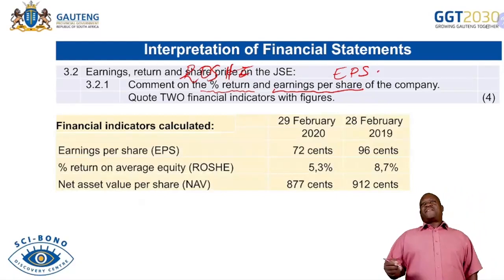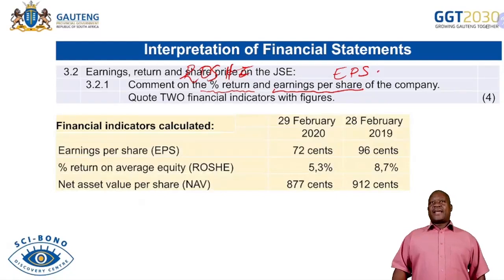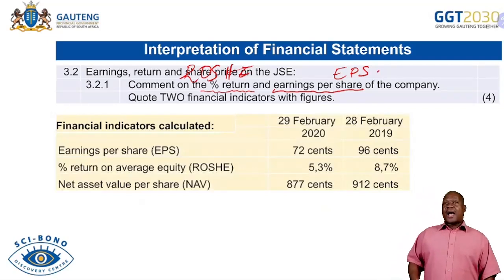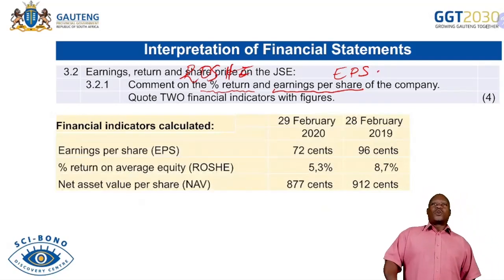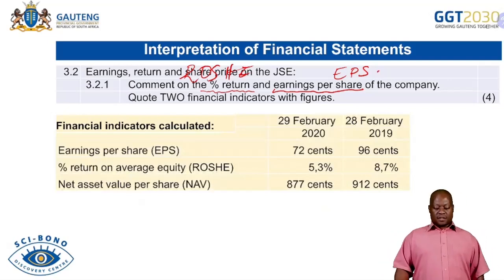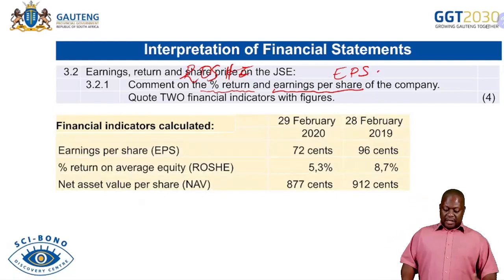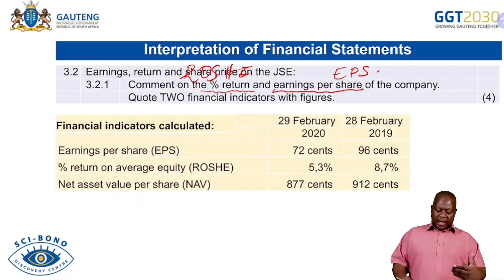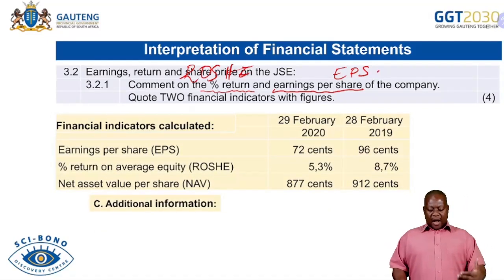It was 8.7% in 2019 and it has declined to 5.3% in 2020. So it also means our return on shareholders' equity has gone down in those years. But now remember, we said there are always related ratios. So whenever they say earnings per share, there is a relationship between earnings per share and the net asset value. Now, in order for us to answer the question, what else do we need?